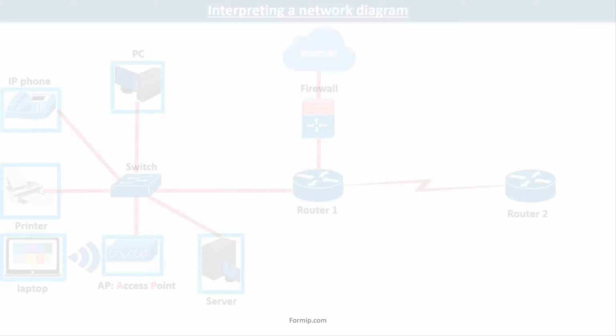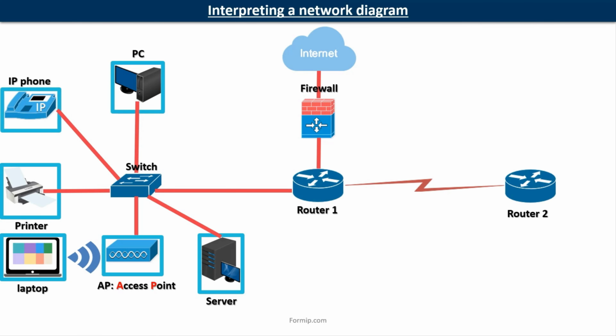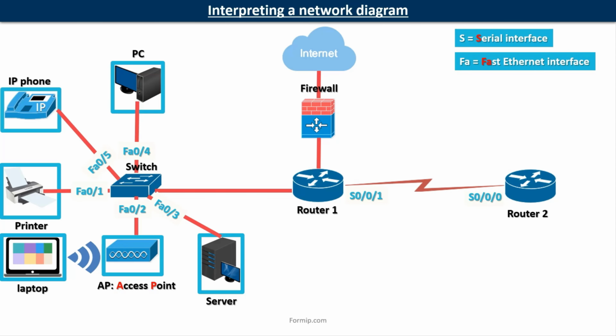One of the most important tasks a network administrator must perform when starting to design a network is to create a detailed map. Here we have a network scheme with the most commonly used Cisco icons. It's important to identify the interfaces of our devices. An S for a serial interface, FA for a fast Ethernet interface, and GI for gigabit Ethernet. On a network diagram, we also represent IP addresses.